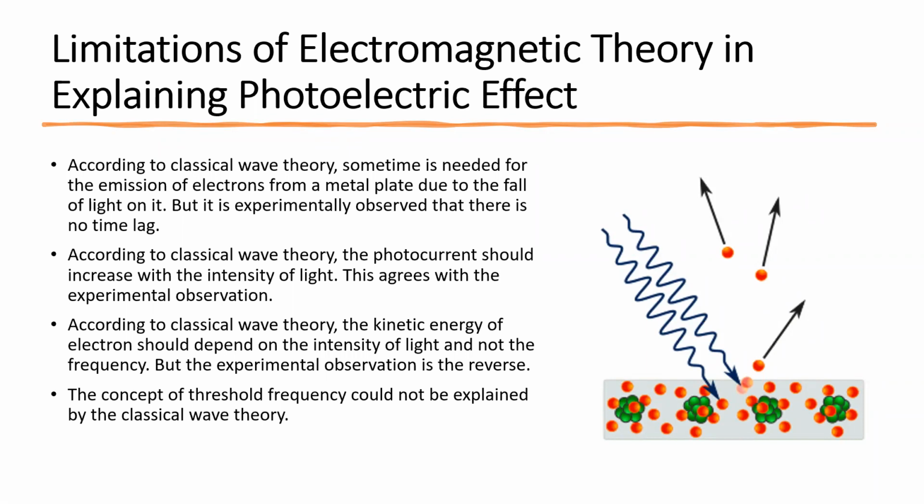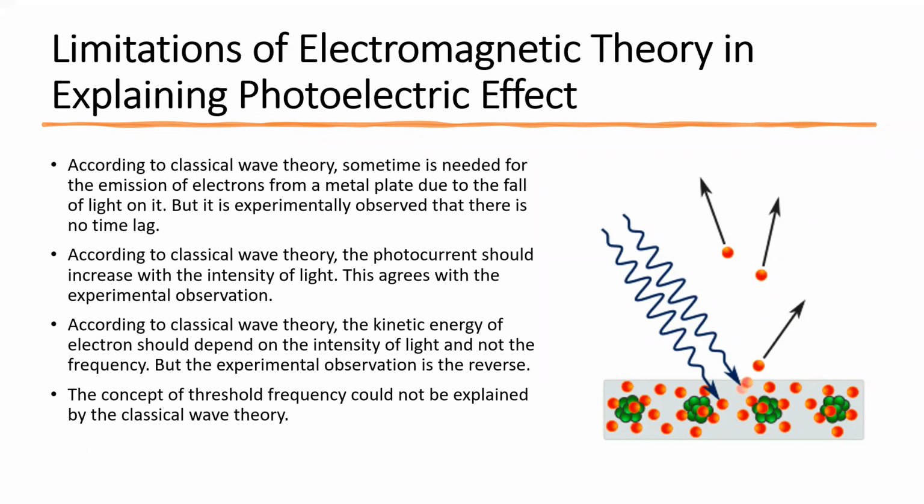They could not find any relation between the frequency of light and the kinetic energy of the emitted electrons. So here again, classical electromagnetic theory fails to explain why the kinetic energy of electrons, or the applied stopping potential, is dependent on the frequency and not on the intensity of light. So it fails to explain this point also, the dependence of kinetic energy of electrons on the frequency of light.